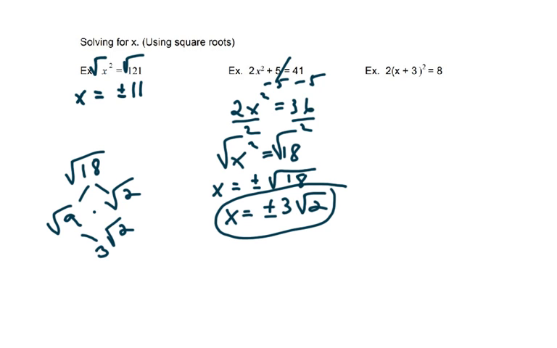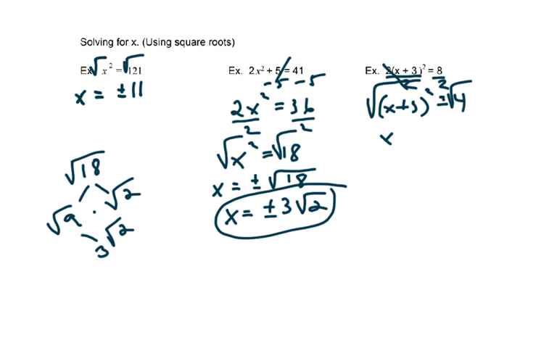The last one looks a little interesting because now we got grouping symbols. We're going to handle it the same way, though. I'm trying to get x by itself. First, I want to divide both sides by 2. That leaves me x plus 3, that quantity squared, equals 4. To get rid of that squared again, we got to square root the whole thing. So let's square root both sides.